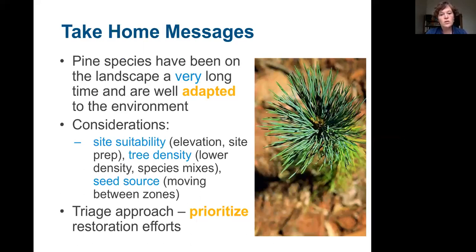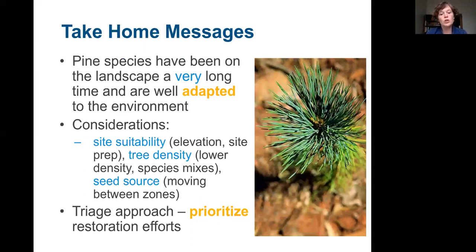Seed sources, and this is an interesting idea. We have a seed zone map in California, and so do we move between zones? And so right now I believe CAL FIRE is recommending seeds from 500 feet, where they currently are, you can move those up now. And this idea that they may be better adapted to the climate further up.